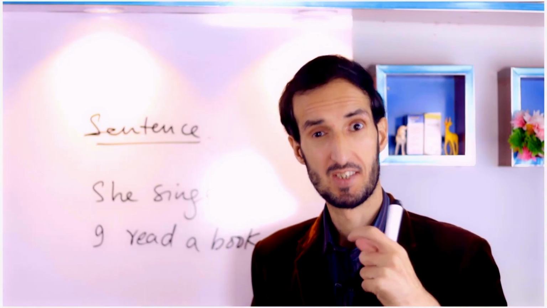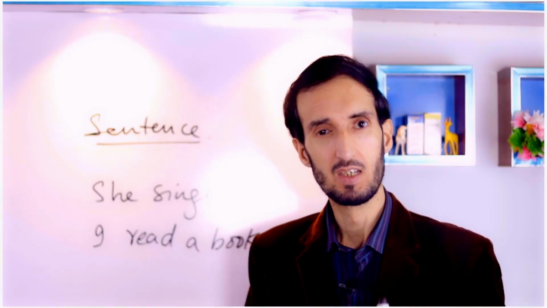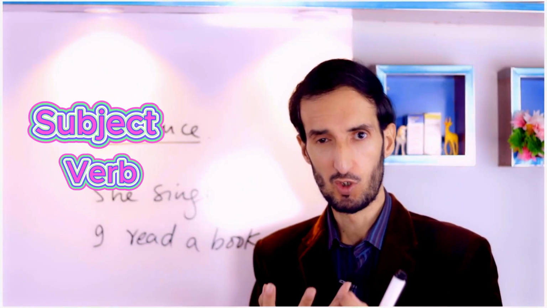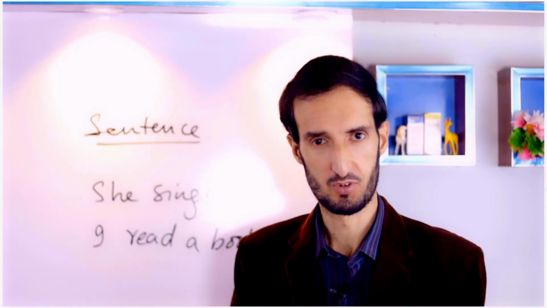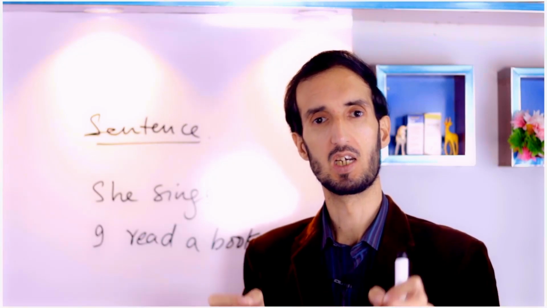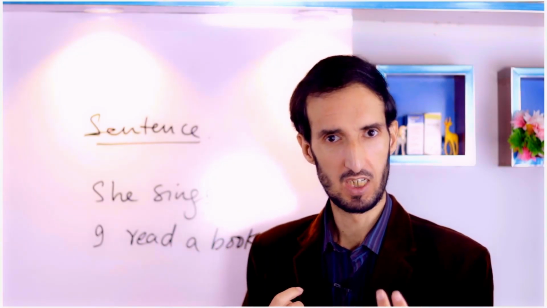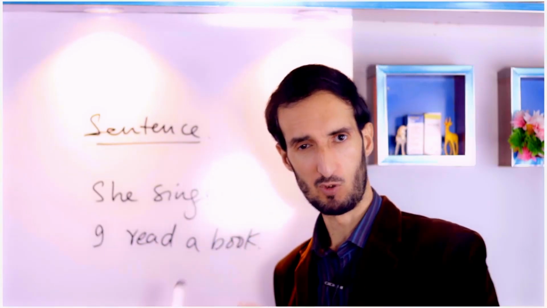If you want to make a sentence, you need at least 3 things. What? Subject, verb, and object. If you don't have an object, it's okay. It's optional. But we need subject and verb in order to create a sentence. How many things do we need? 2. What? Subject, verb. Now let me write here.